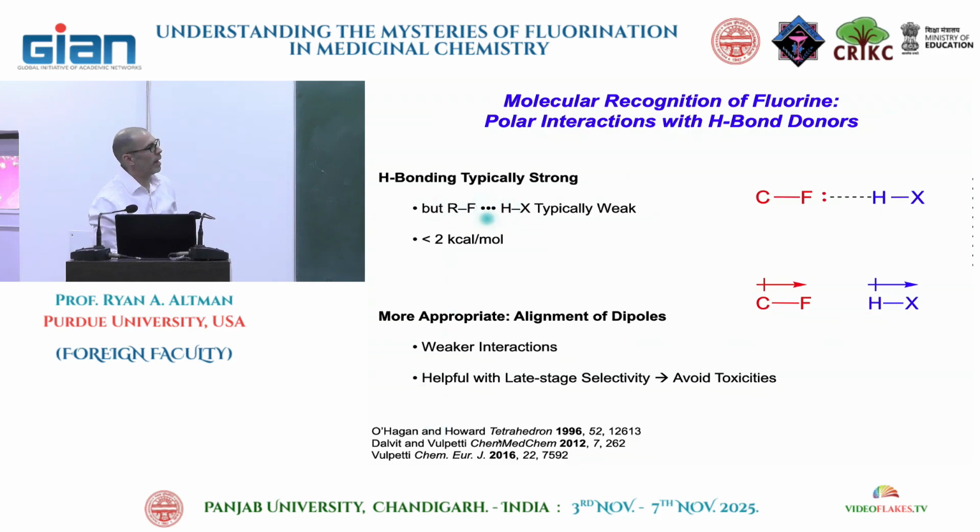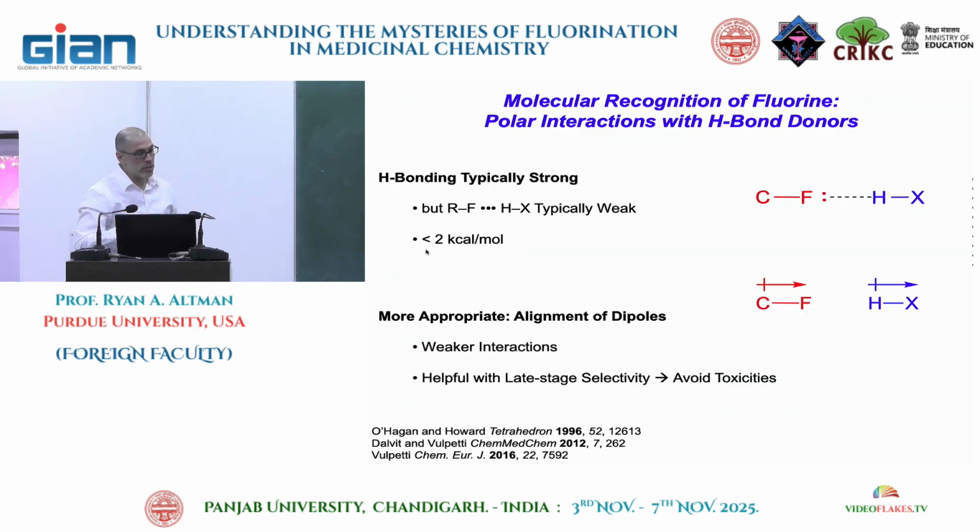Okay? These, what we'll call polar interactions, are typically weak. Less than a couple of kcal per mole. You get a good hydrogen bond, like 5 kcal, 10 kcal per mole. You get higher, but you easily get 5 or 10 kcal per mole. These are minor, less than 2, sometimes less than 1.